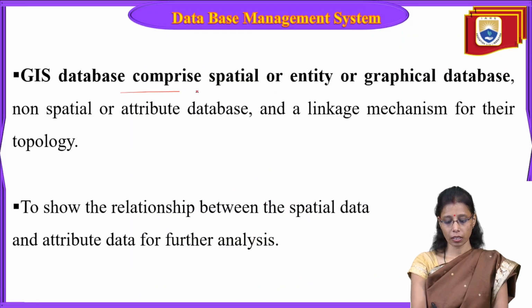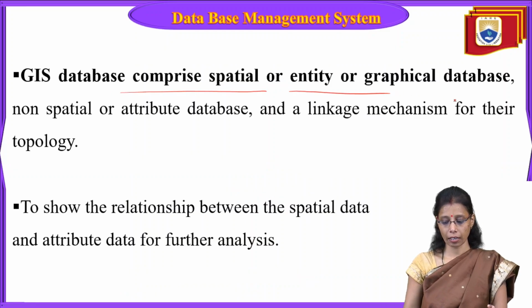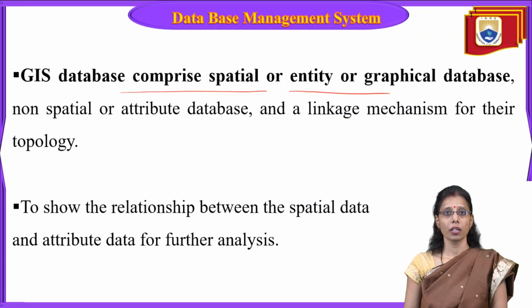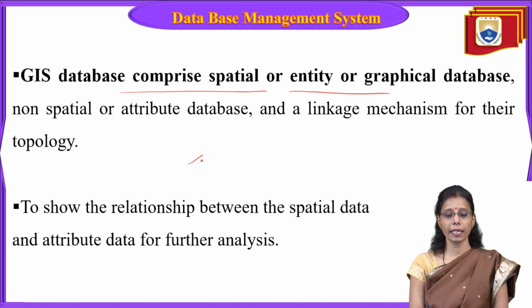So a GIS database comprises a spatial or entity and graphical database, a non-spatial or attribute database, and a linkage mechanism for the different topology. All the data which is fed in the software will help us to show the mechanism of the linkage of the topology. Topology means the linkage between one entity and the other entity.